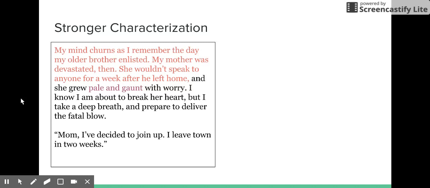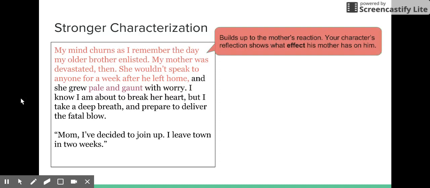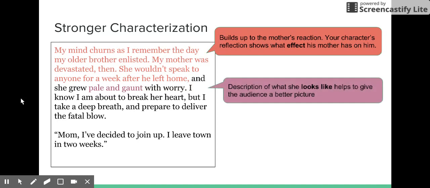So I've added a few things to this characterization. First of all, I built up to the mother's reaction a lot more by going through what the soldier is thinking about, what's going on in his head. And this shows what effect his mom has on him. I also decided to give a little bit of description about what his mom looked like, so I included pale and gaunt with worry to give the audience a better picture of his mom.